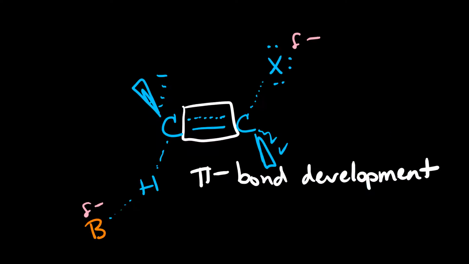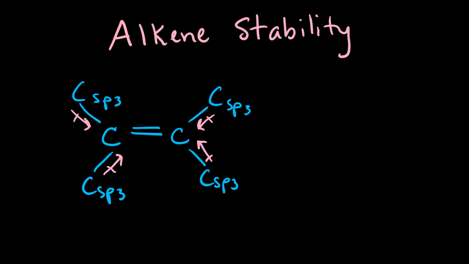Now we're going to take a look at the effect of the substrate on the E2 reaction mechanism. Recall that it's this transition state that we're interested in, and so we need to think about factors that will help to stabilize this transition state. And the first feature that we're going to investigate here is the developing pi bond.